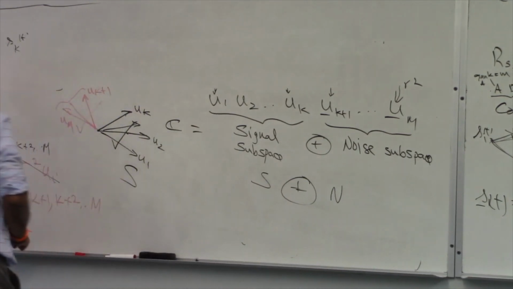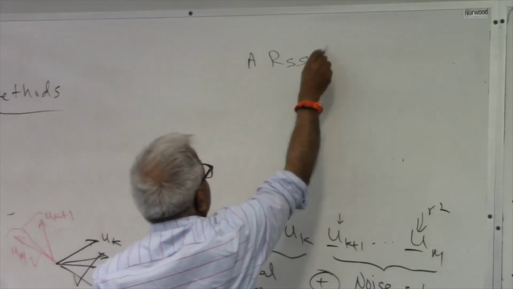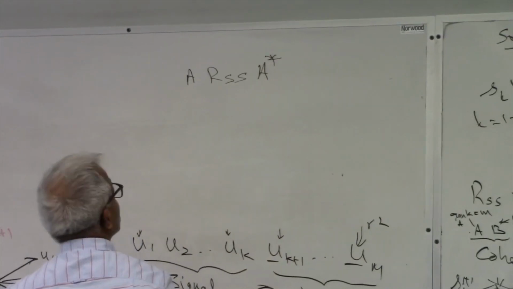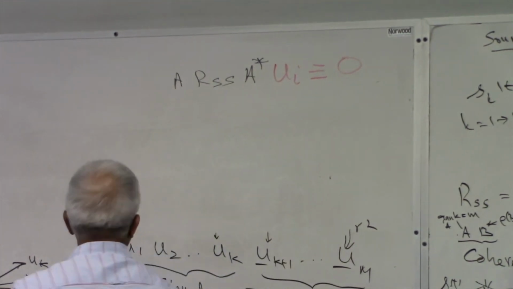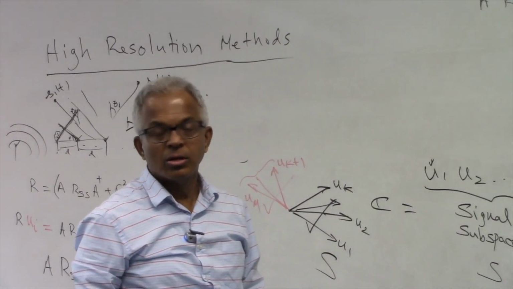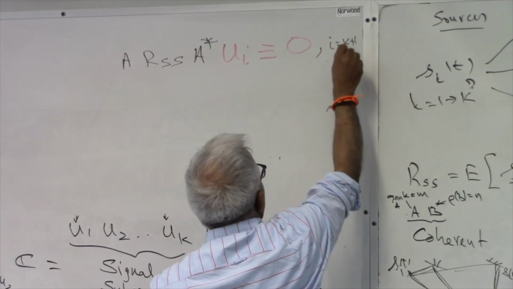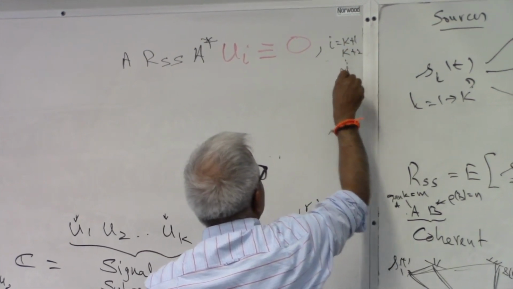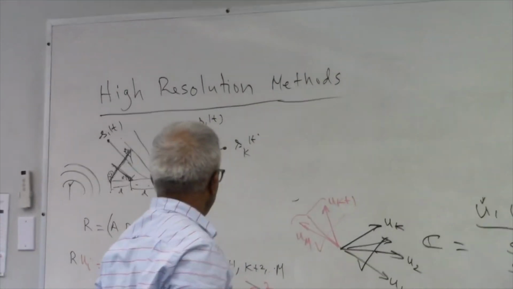So we have A R_SS A transpose ui equal to 0. What can you conclude at this point? Anybody? The ui are in the noise subspace. The ui are known; nothing else is known. So from here, what can you conclude? Remember, this i is from the noise subspace, i equal to k plus 1, could be k plus 2, etc., up to m. Immediately you can't conclude anything.